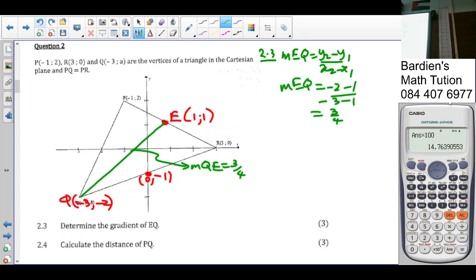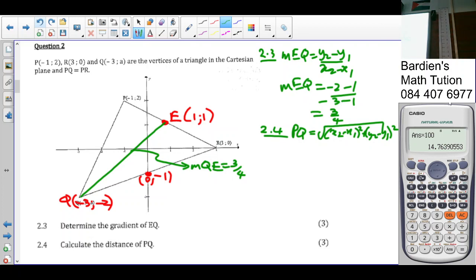Then question 2.4 says, calculate the distance of PQ. So how do you calculate distance? Distance formula. I need to calculate the distance of that line. But bear in mind that whatever the distance of PQ is, it is the same distance as QR, because we are told that PQ is equal to QR there. So how do you calculate distance? The distance formula, which is the square root of x2 minus x1 squared plus y2 minus y1 squared.